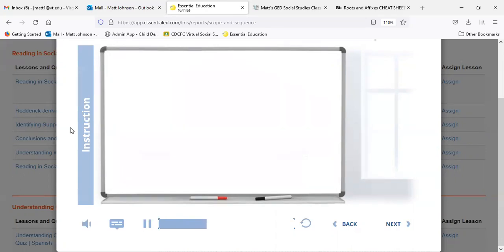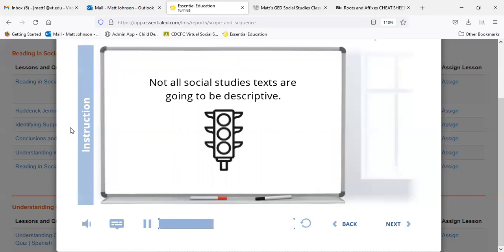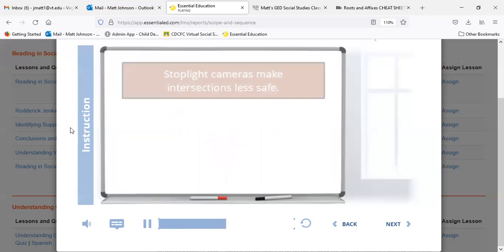Of course, not all social studies texts are going to be descriptive. I remember reading this letter to the editor a while back. The city had put in these stoplight cameras to take pictures of cars that run red lights. So you'd run a light and, surprise, later you'd get a ticket in the mail. The author of the letter claimed that stoplight cameras make intersections less safe. So that's the author's statement.